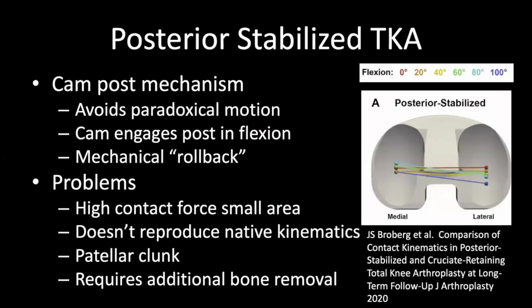So the posterior stabilized total knee arthroplasty utilized a cam post mechanism to avoid this paradoxical motion, where the cam will engage the post and prevent the knee from sliding anteriorly, and this then forces the knee into a mechanical rollback as the cam and the post are engaged. The problem with a posterior stabilized knee is that we see high contact force in a small area. This does not reproduce native kinematics. You can have patellar clunk from the box associated with the femoral design, and it requires additional bone removal from the femur. But posterior stabilized knee does allow the femur to translate posteriorly on the tibia as you go into deep flexion.